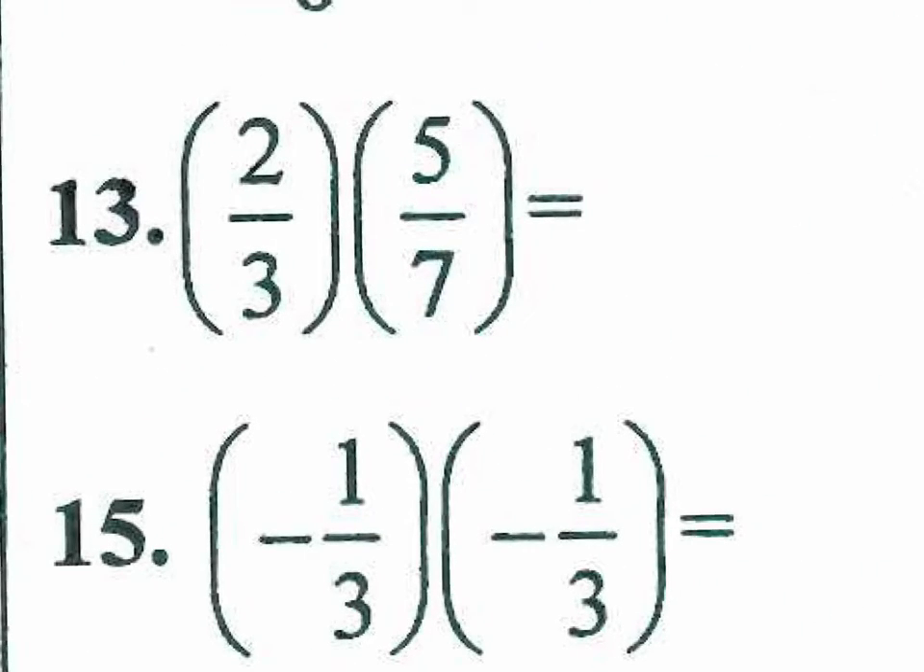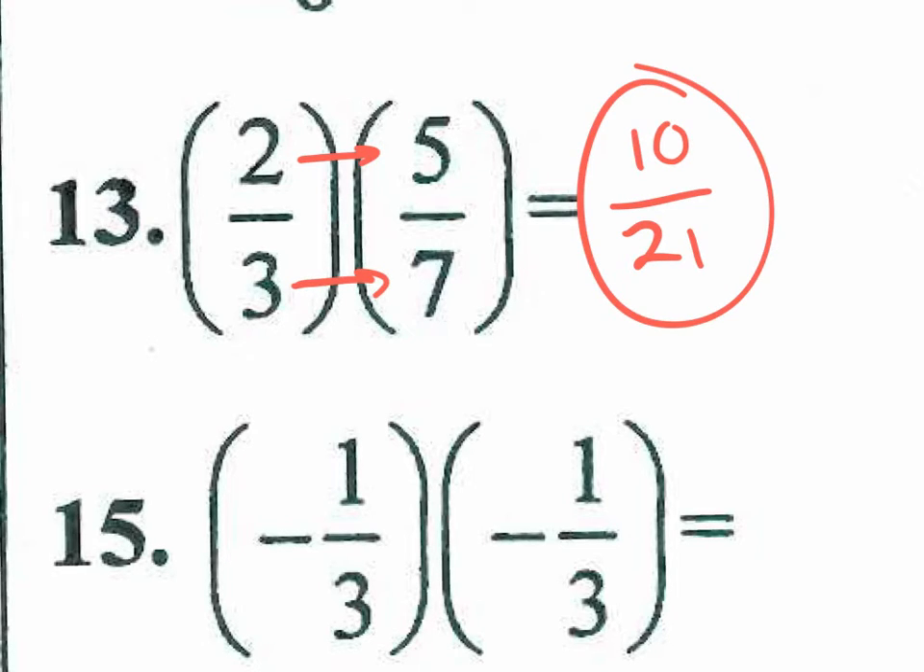Like 13. See, if there were a 2 up here and a 2 down here, I'd cancel out the 2's. Or if there were a 3 up here and a 3 down there, I'd cancel out the 3's. But let's just multiply across. So when I multiply across, 2 times 5 is 10. 3 times 7 is 21. And there's my answer. So as you can see, it's ridiculously easy to multiply fractions, all right?